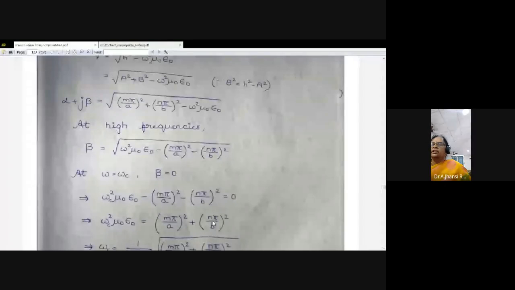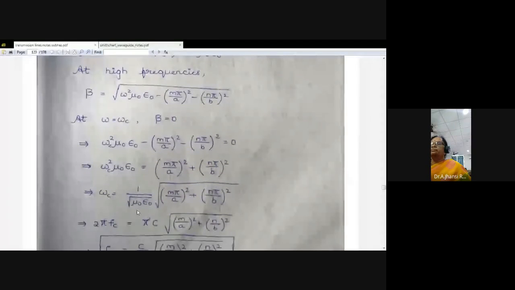Now you can take omega c equal to 1 by square root of mu naught epsilon naught times square root of m pi by a whole square plus n pi by b whole square. Omega c is 2 pi fc, and if you take out the common pi, and 1 by square root of mu naught epsilon naught is c, so pi gets cancelled. So fc equal to c by 2 times square root of m by a whole square plus n by b whole square. This is the cutoff frequency.